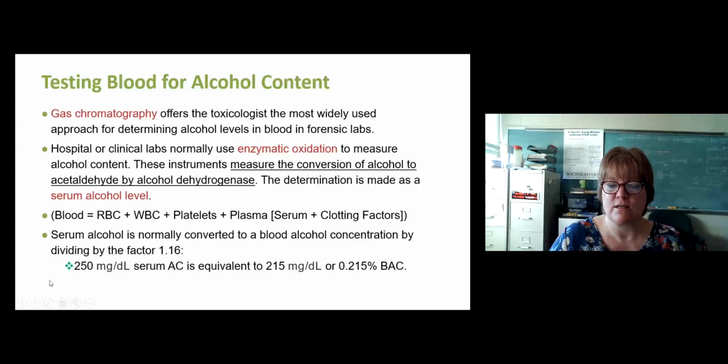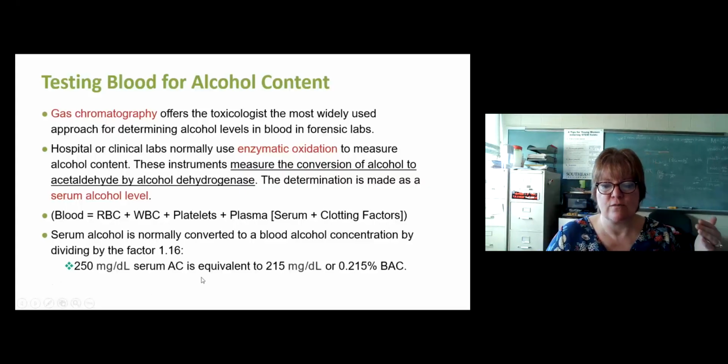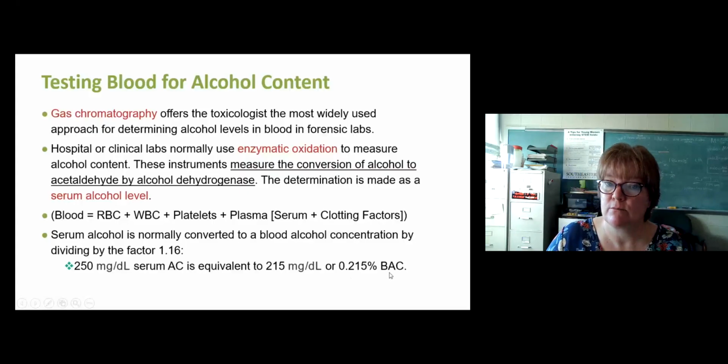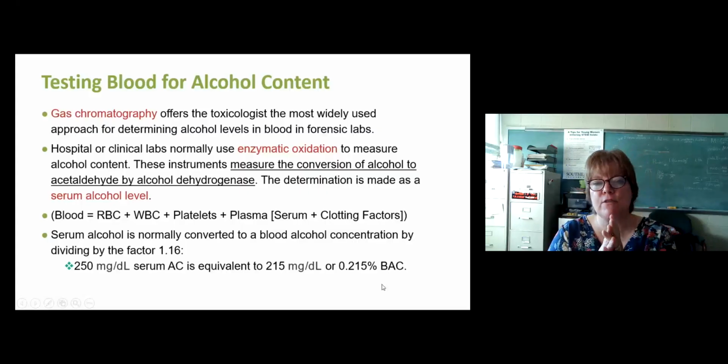So this would be, 250 is equivalent to, we divide the factor by 1.16. So 250 would be 215, which gets converted to a 0.215% blood alcohol content. So just for the most part, understand that if you're doing an alcohol test, a serum alcohol level, there has to be a conversion factor to determining what is the blood alcohol level.